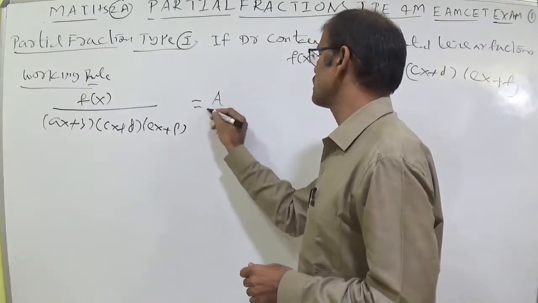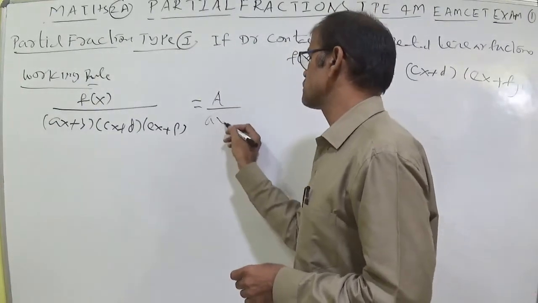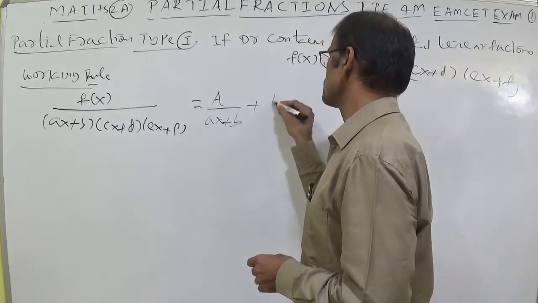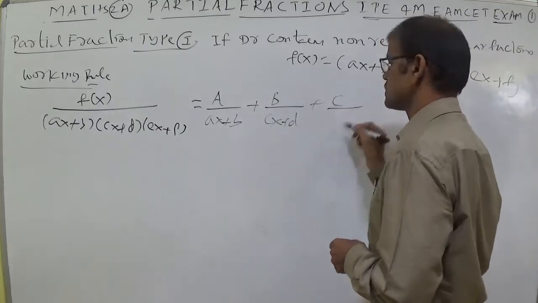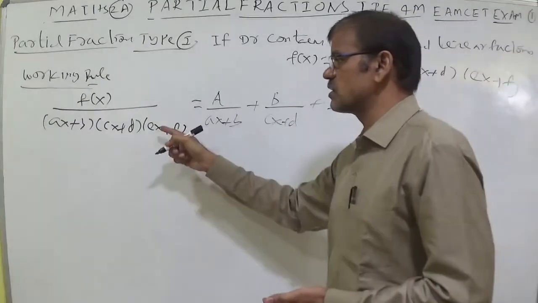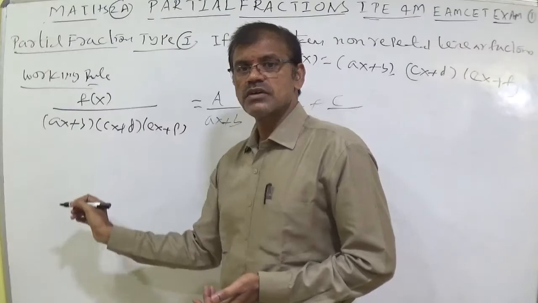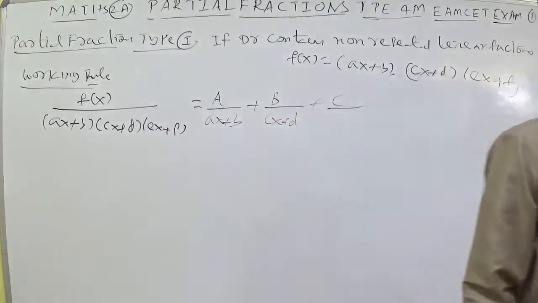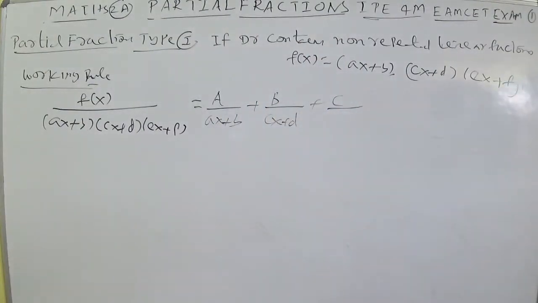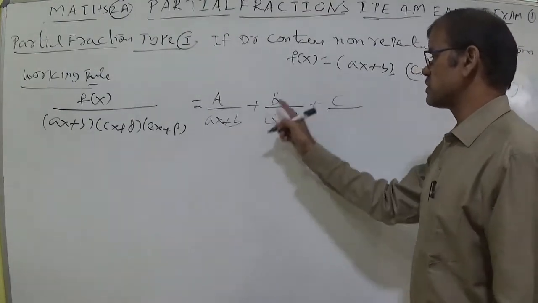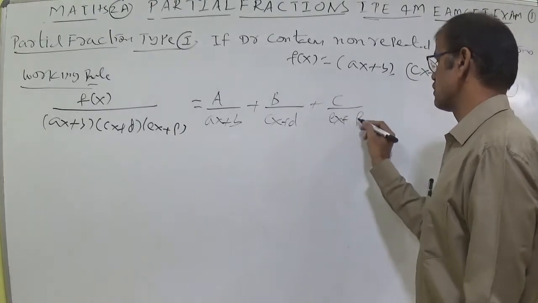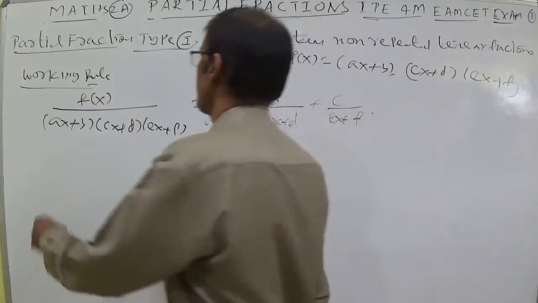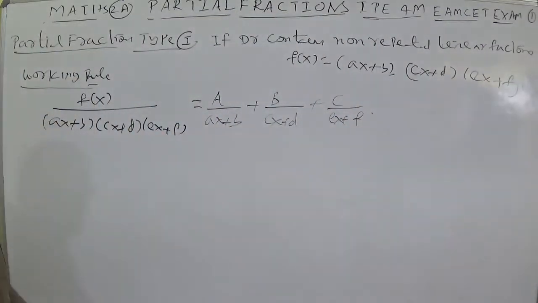Here you write capital A by ax plus b, plus the next letter B by cx plus d, and the next letter C, like that. How many factors are there? Three factors are there, so three separate fractions, three separate terms will be there: A by ax plus b, B by cx plus d, C by ex plus f. This is the working rule of the first type of partial fraction.